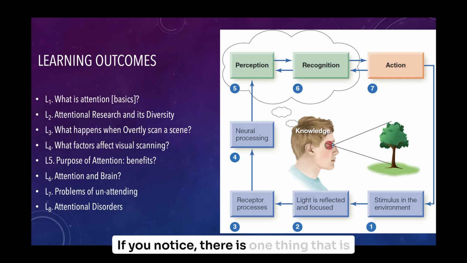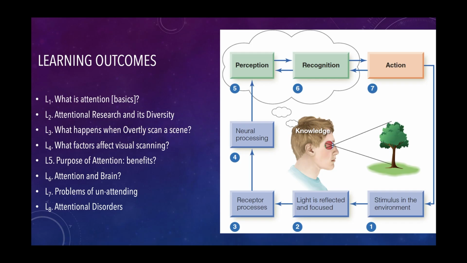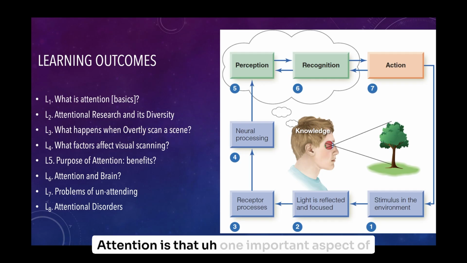If you notice, there is one thing that is missing, and when you compare that to the list of the very basic cognitive processes we've discussed, there's one thing that is, of course, memory is missing, but there is another important system that is missing here, and that's attention. Attention is one important aspect of perception that never received its due. It's a very important aspect of attention.